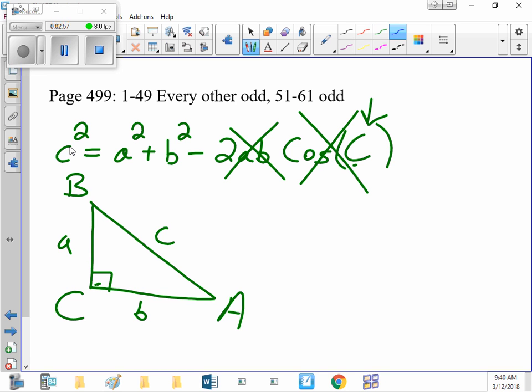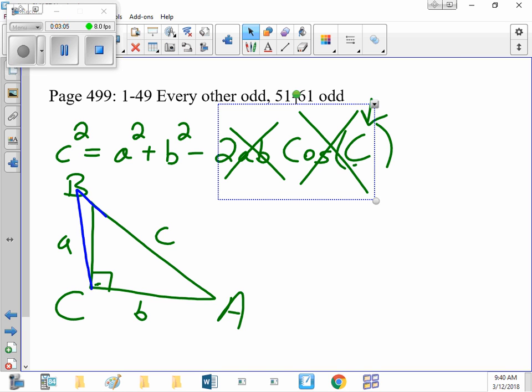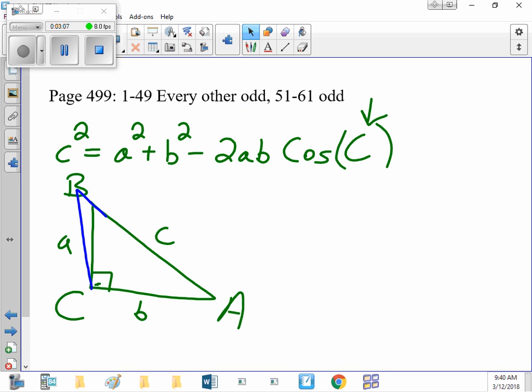We'll talk about that in just a second. If this angle becomes slightly larger than 90 degrees, then these things over here don't go away. And we get c squared equals a squared plus b squared minus 2ab cosine c. And the cosine of c is no longer 0. So the Pythagorean theorem is actually just the law of cosines when your angle is 90 degrees.